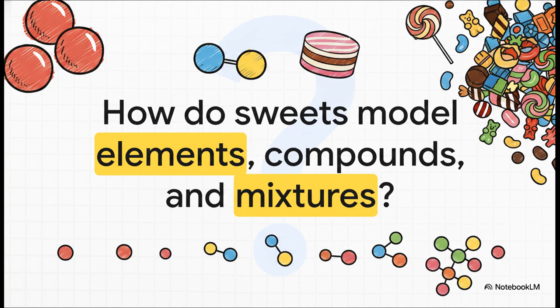So, you might be wondering, how do these sweets actually model the concepts of elements, compounds, and mixtures? Well, think about it. Some of these candies are just single, uniform pieces, right? While others might have a jelly center or different colored layers combined into one single unit. And then, of course, they're all sitting there together in one big, jumbled pile. This exact concept translates perfectly to atomic structures.